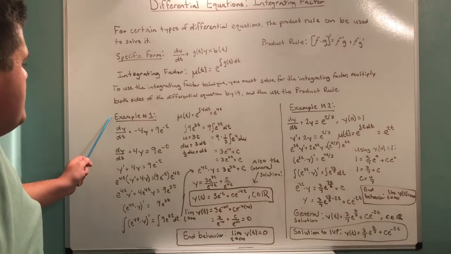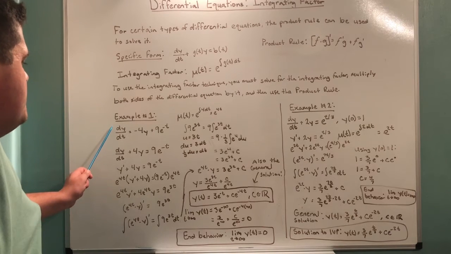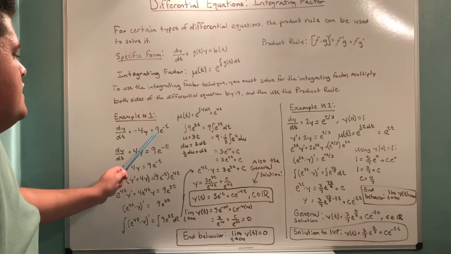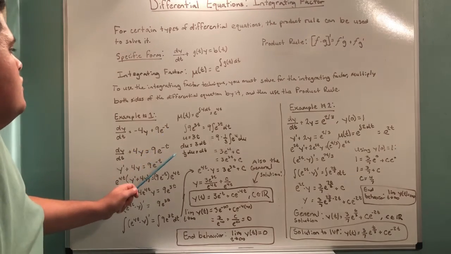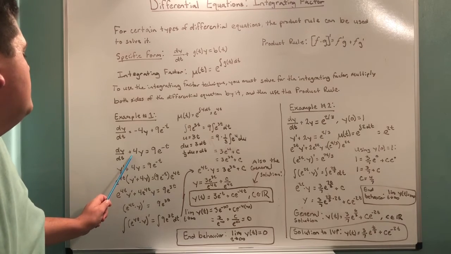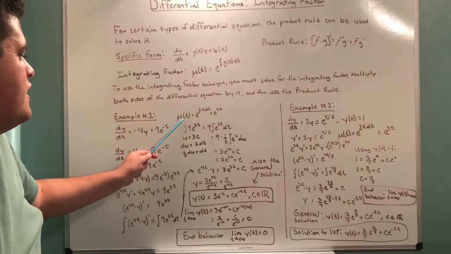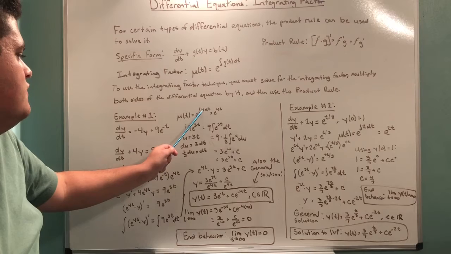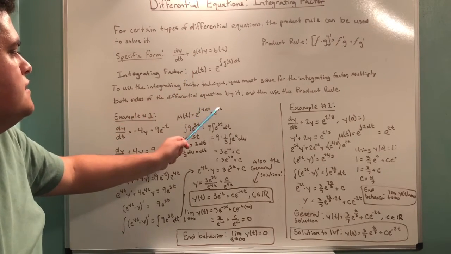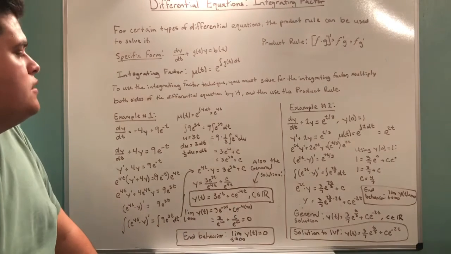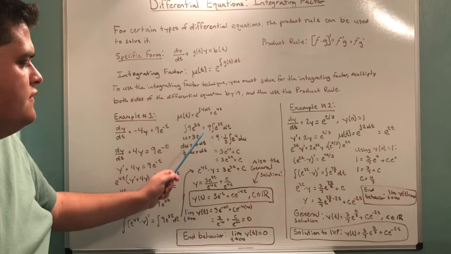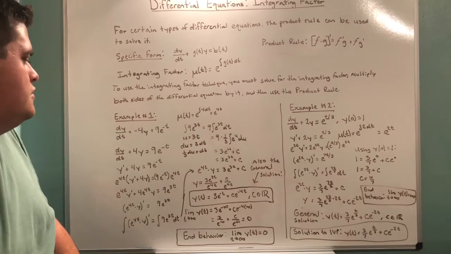So for our first example, we have the differential equation dy over dt is equal to negative 4y plus 9e to the minus t. In order to get to this form, we bring 4y over to the left side. Now our integrating factor is found by taking e to the integral of 4 dt, because 4 is g of t. This integral gives us e to the 4t. We do not get a plus c, even though this is an indefinite integral, because our plus c comes at the very end in our general solution.